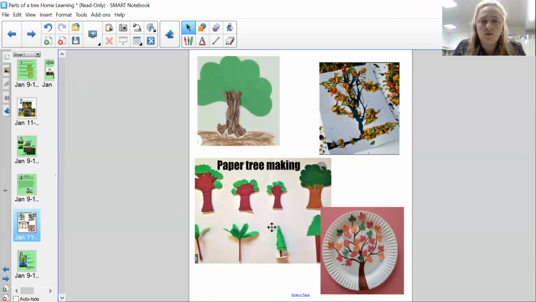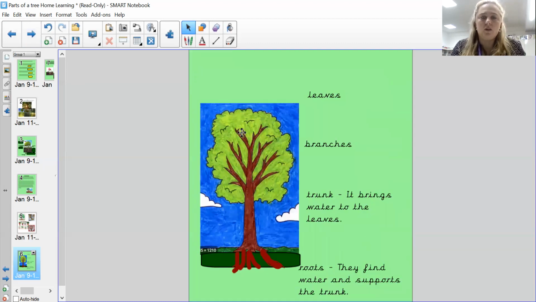Here are some examples of ways that you could make a tree. Any of these ways would be fantastic, but remember, they need all the parts of a tree on. So this one's missing the roots, so you need to make sure your tree has roots. Okay, here's one that I've done. And I've written my labels.